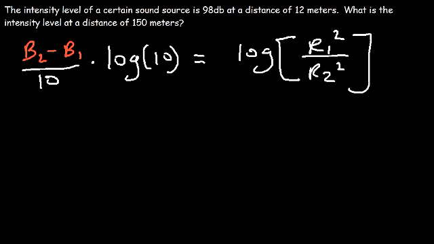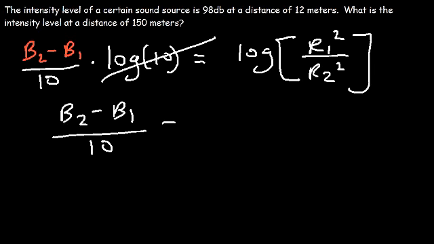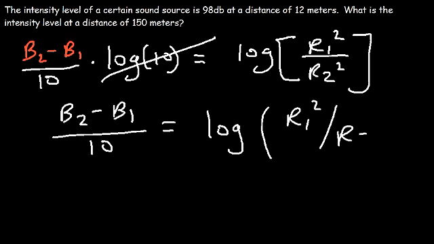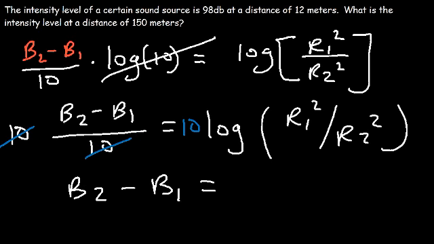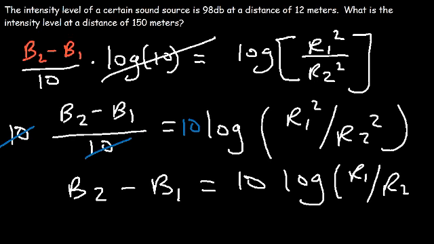10 is equal to 1. Keep in mind, if there's no base, then it's assumed to be 10. Log base 10 of 10 is 1. So this disappears. So (b2 minus b1) divided by 10 is equal to log r1 squared divided by r2 squared. So now let's multiply 10 by both sides. So b2 minus b1 is equal to 10 log of r1 over r2 squared.